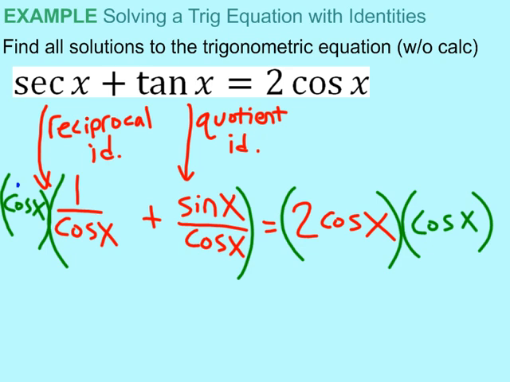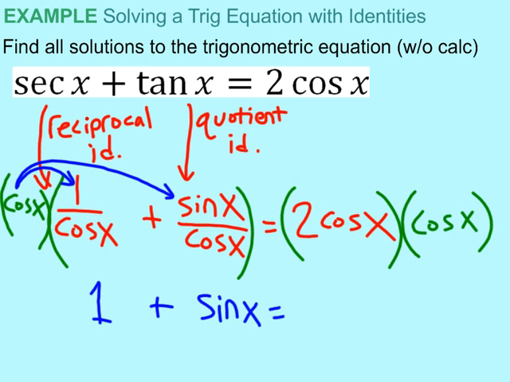Just notice that those parentheses that I just put here, especially on the left side, were particularly important because I need to remember to distribute that cosine to both terms. When I distribute it to the first term, cosine times 1 over cosine is just 1. Cosine times sine over cosine, the cosines effectively cancel each other, and I get sine of x. And on the right-hand side, I've got 2 cosine squared of x.